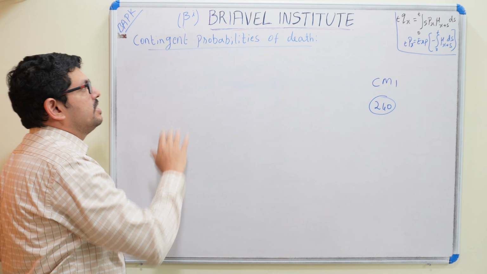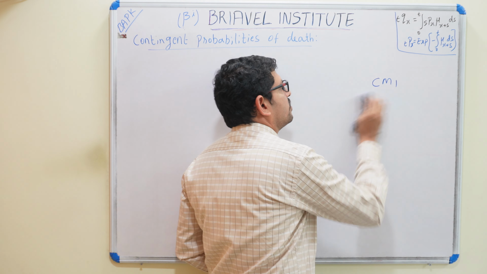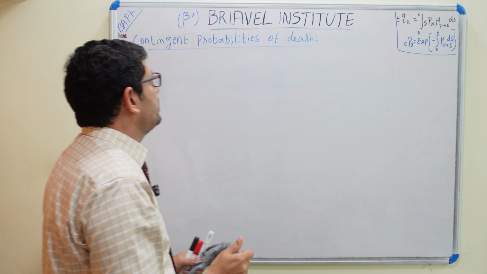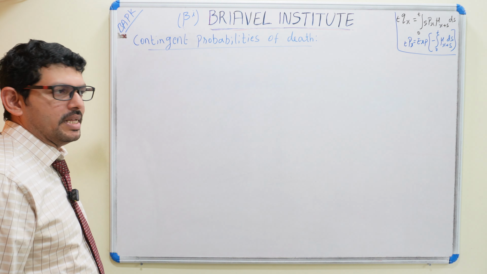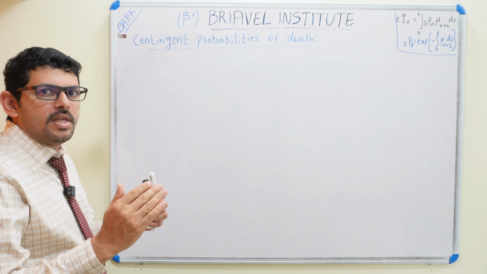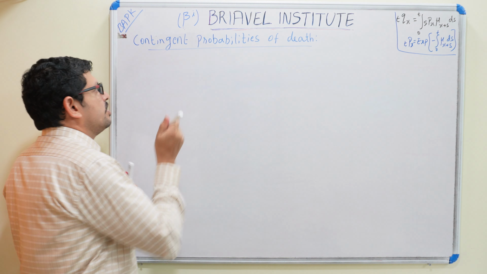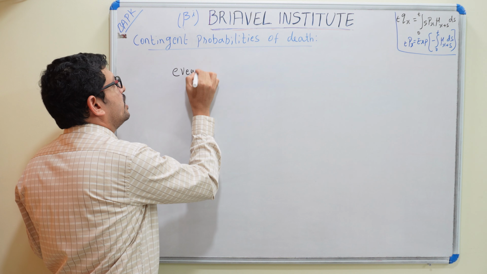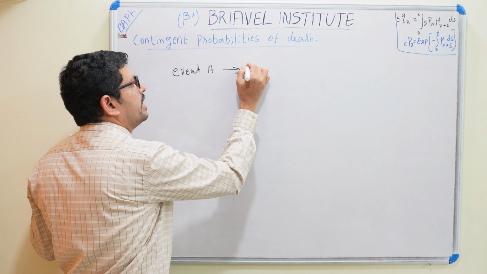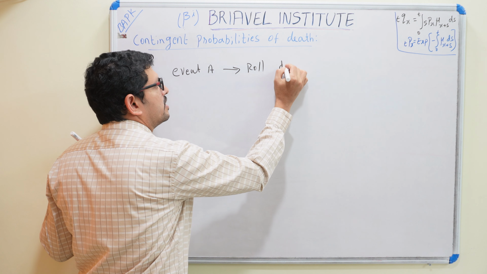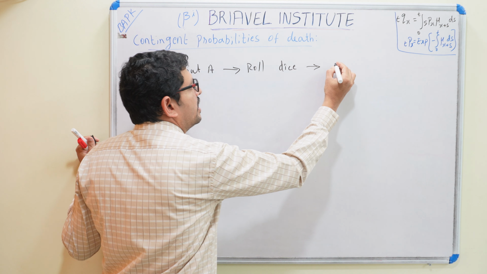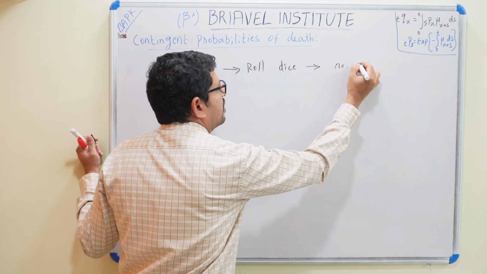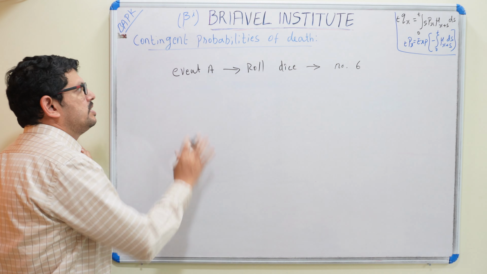So here is contingent probabilities of death. What is a contingent probability? Contingent probability comes under conditional probabilities, where one event depends on the other event. For example, event A: we roll a dice, and the first event is getting the number 6. So this is event A.